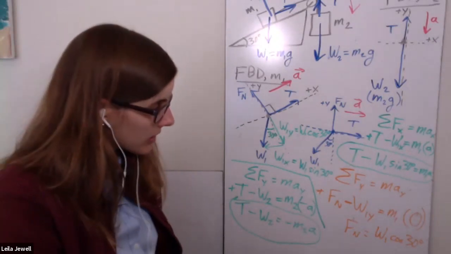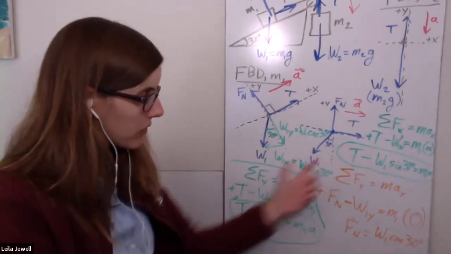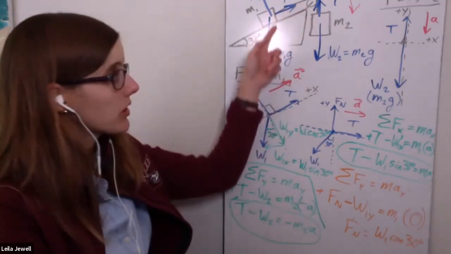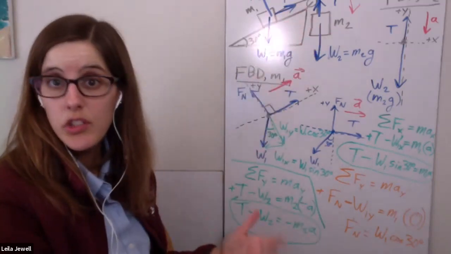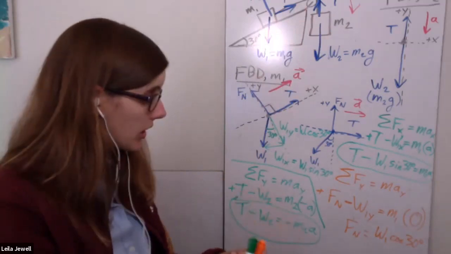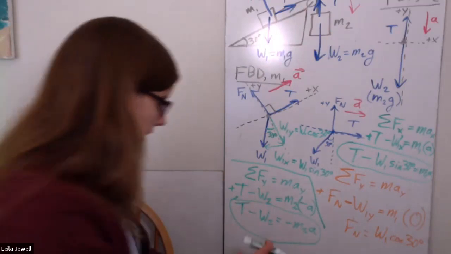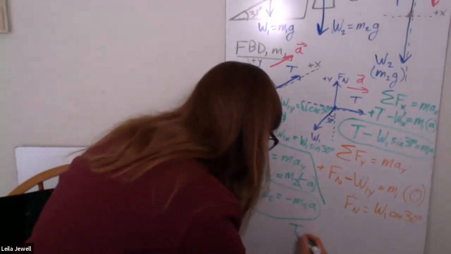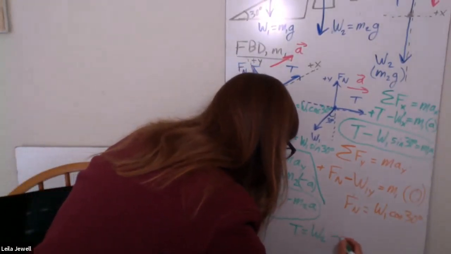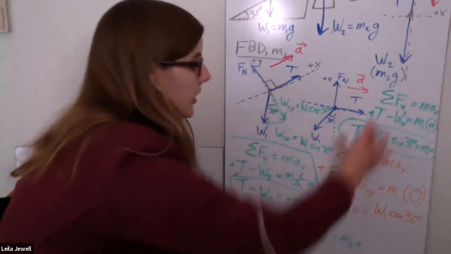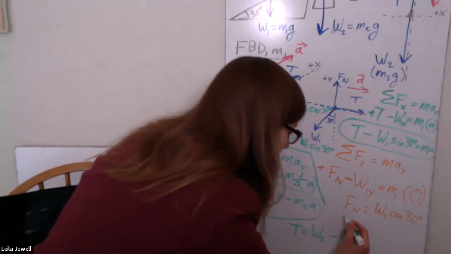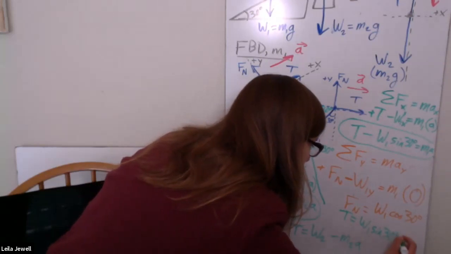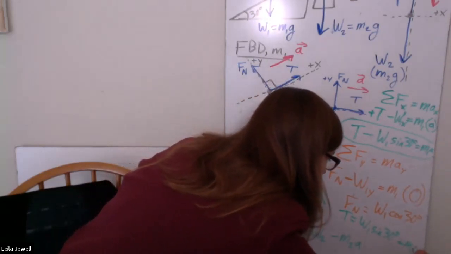Well, the way I like to think about it is if you solve both for tension, the tension is going to be the same because it's the same massless cord. So we have the same tension throughout. And so we can just say tension is equal to tension, and that will work out great. So over here, I'll continue this one line further and say that this is going to be tension is equal to weight 2 minus M2A. And up here, it is tension is equal to W1 sine of 30 degrees plus M1A.